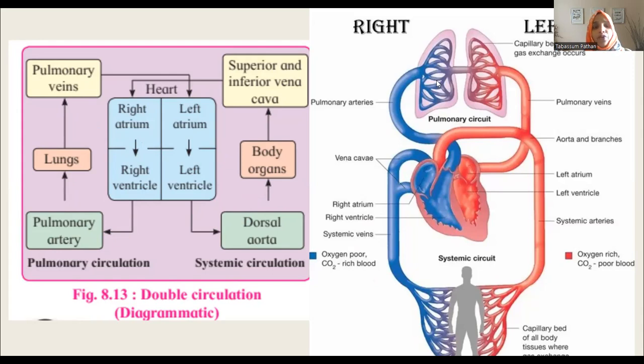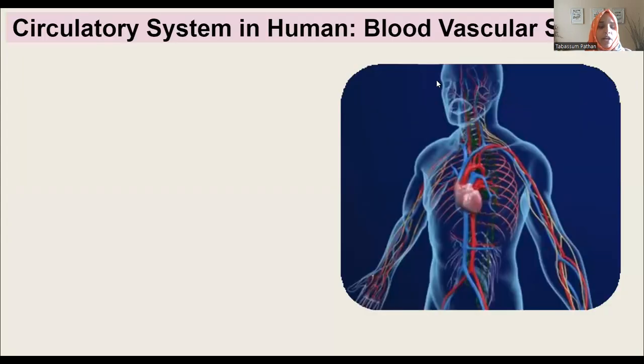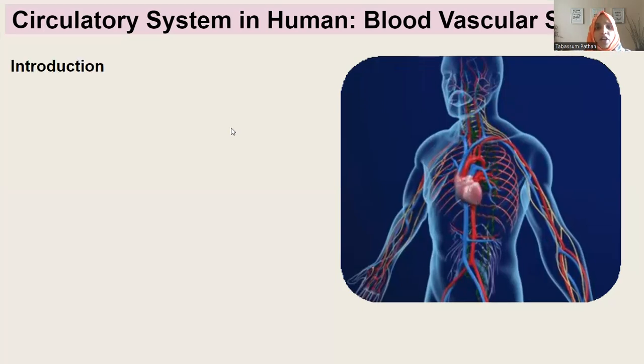Okay, so that's all about the double and single circulation. Moving to the next topic, that is the blood vascular system. Now we all know, since we have moved on to the circulatory part, what is the structure and function unit of the circulatory system? The blood. Blood, which is the connective tissue running throughout the body from head to toe, is the circulatory system or the blood vasculatory system.